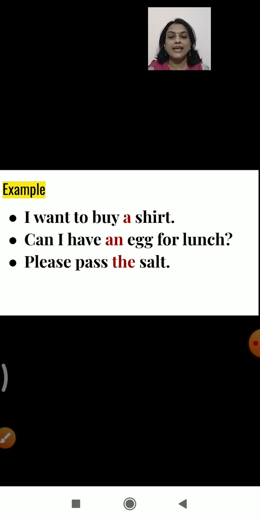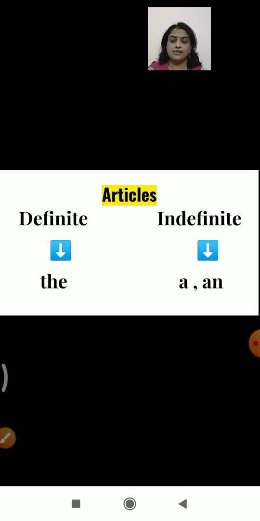And what do articles do? They point out which person or thing is being referred to, right? And it also tells us whether the person or thing being mentioned is in a general or a specific sense, right? Here you can see in the examples. Now the articles are divided into 2: definite articles and indefinite articles.